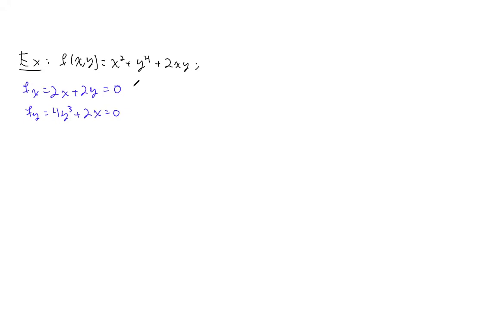Now that's a good way to start because we can see from the top equation that x has to be equal to negative y. And if x is negative y, then this lower equation becomes negative 4x cubed plus 2x equals 0. Now again, here's what you don't want to do. Here's what you want to be very careful about doing.